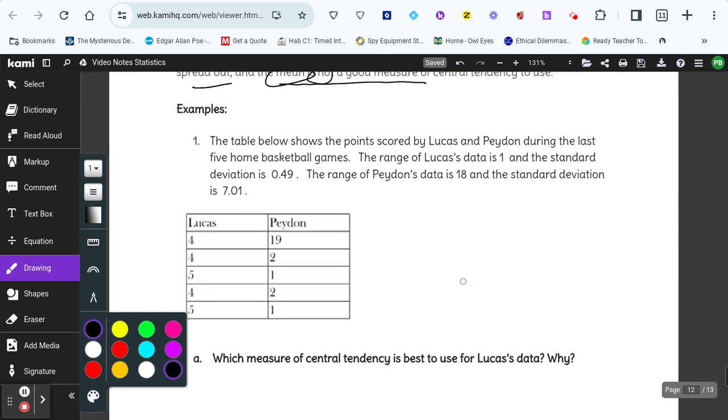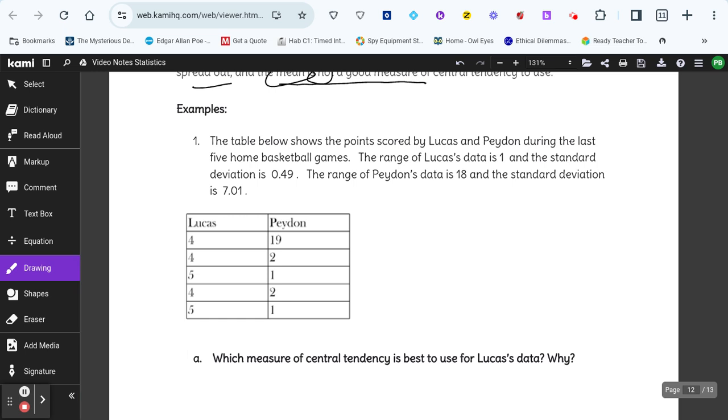All right, so it says the table shows the points scored by Lucas and Peyton during the last 5 home baseball games. The range of Lucas's data is 1. 5 minus 4 is 1. And the standard deviation is 49 hundredths, okay? However, the range of Peyton's data is 18 because you just do 19 minus 1. And the standard deviation is 7.01.